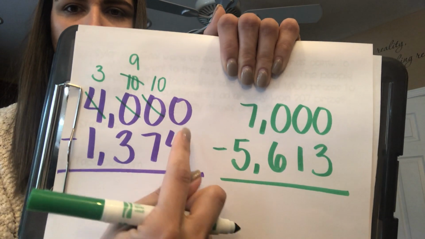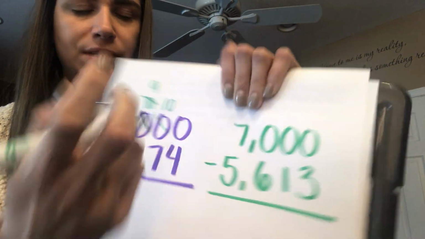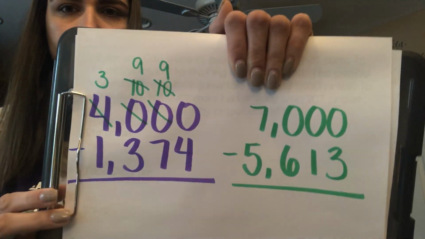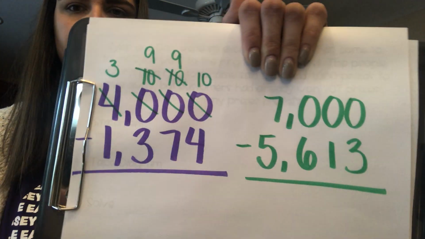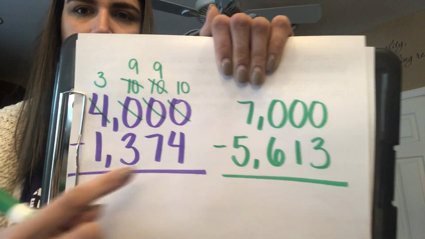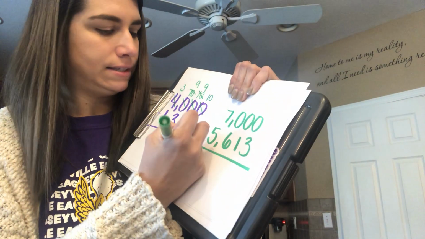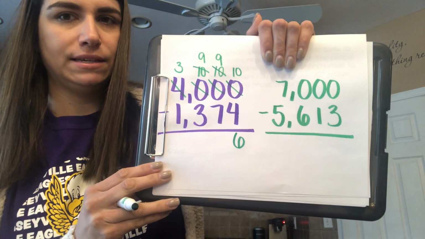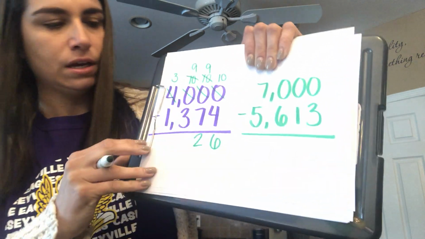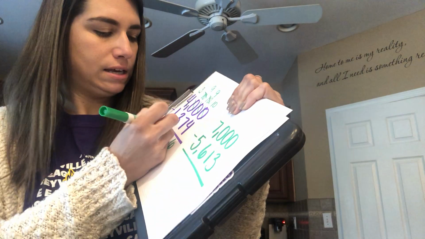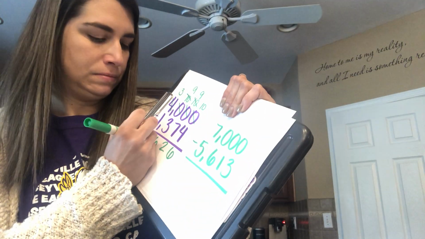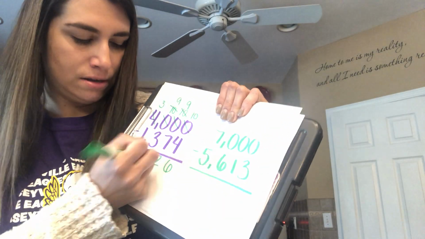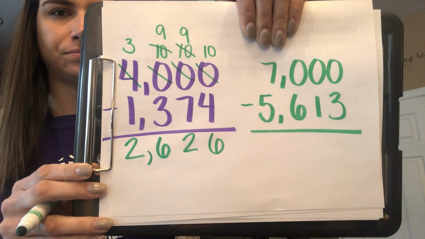Now I have to move over one more because I need to get that ones place done. So this becomes a 9, and that 10 that I took from there goes into my ones place. Now I can subtract because the bottom is no longer bigger on any of them. 10 minus 4 is 6. 9 minus 7 is 2. 9 minus 3 is 6. And 3 minus 1 is 2. So you should have gotten 2,626.